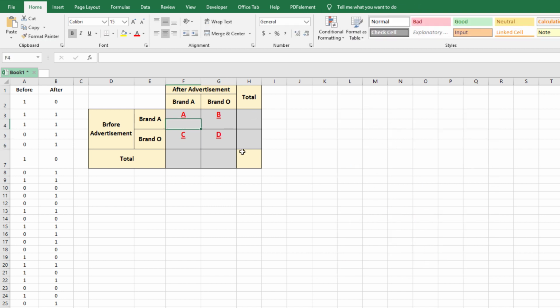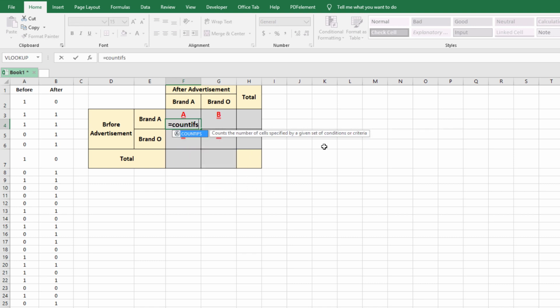Now we are going to calculate the first category. That means before and after using the same brand. How many? Look here: before 1, after 0. No. Here you can see before and after 1. We need to count the cells containing 1 in both columns. So there is a function in Excel for doing this. That function is COUNTIFS. We can count with a criteria using multiple conditions.